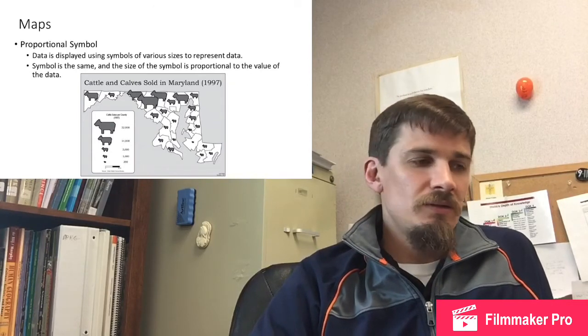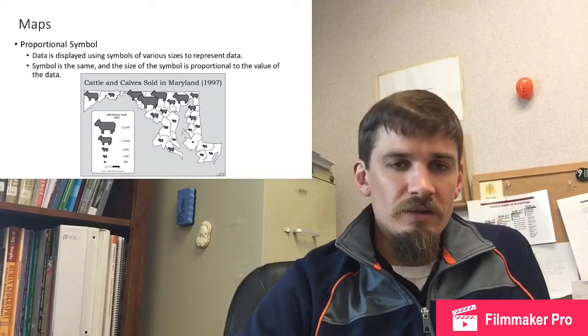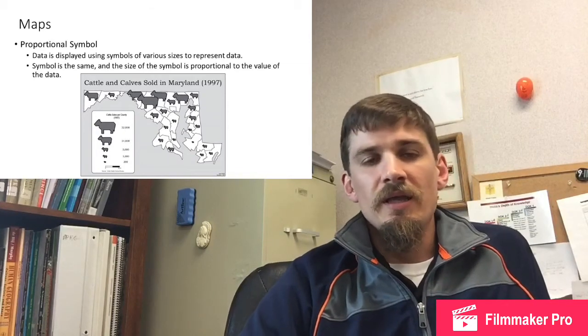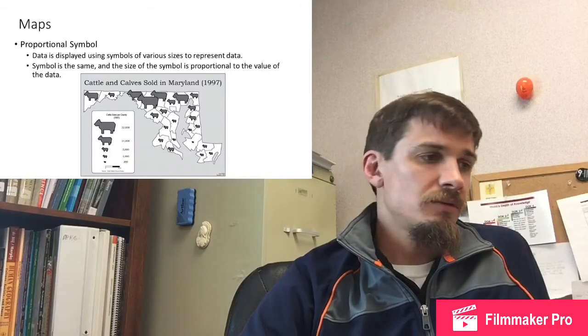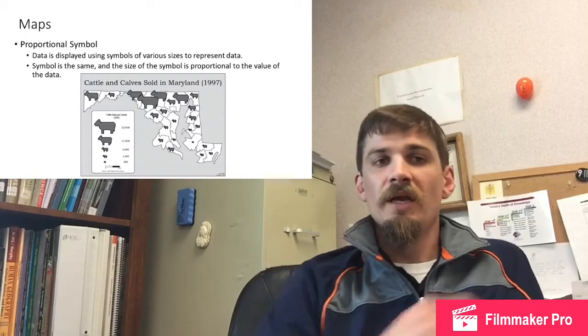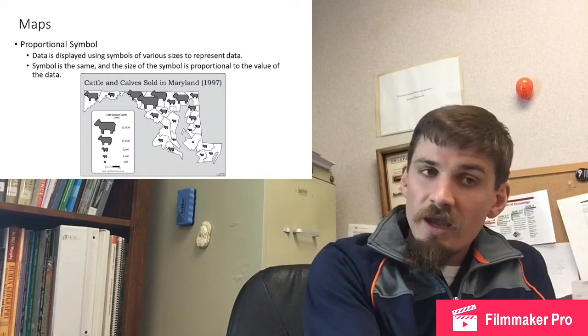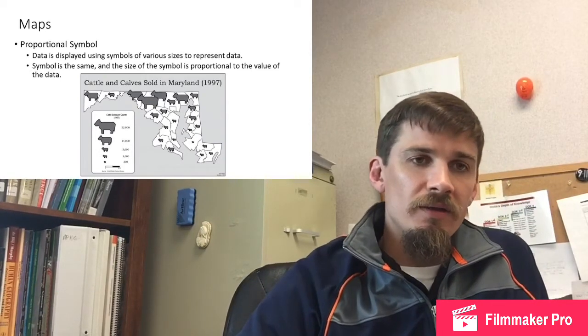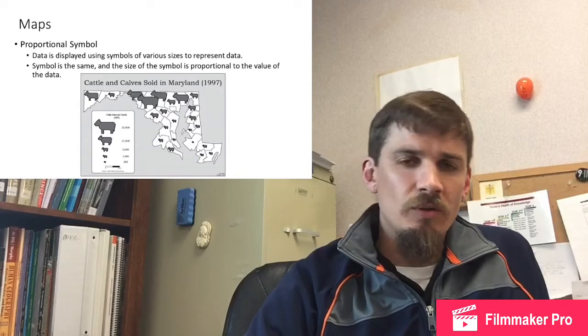So in this case, and this was kind of an interesting one because I've never seen one like this, we have the state of Maryland divided up by counties, and it's the number of calves or cows. It says cattle and calves sold in Maryland in 1997. So the larger the cow, the more cows that have been sold. The smaller the cow, the fewer the cattle that have been sold.